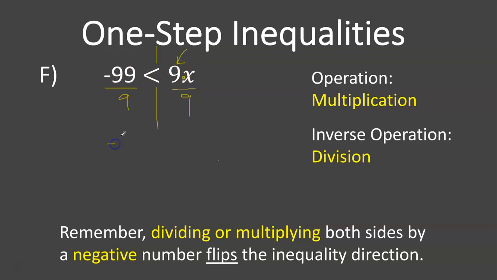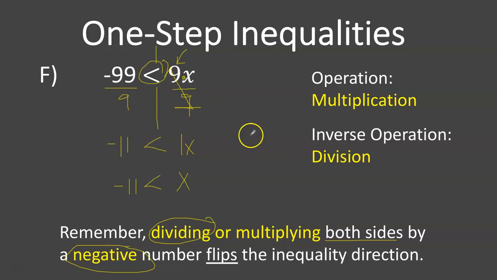-99 divided by 9 is -11. 9 divided by 9 equals 1, so we're left with 1x. And 1x is the same thing as x. And now we need to think about, do we flip this inequality? Well, we did divide both sides by a number, but we didn't divide both sides by a negative number. We divided both sides by +9. So this inequality does not flip directions because of dividing by a negative number. We didn't divide by a negative number.